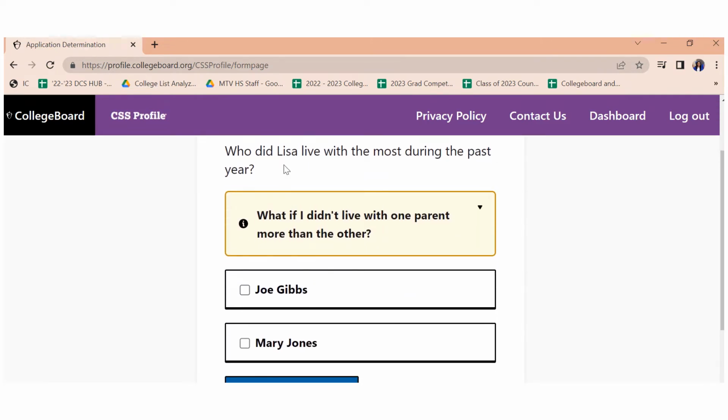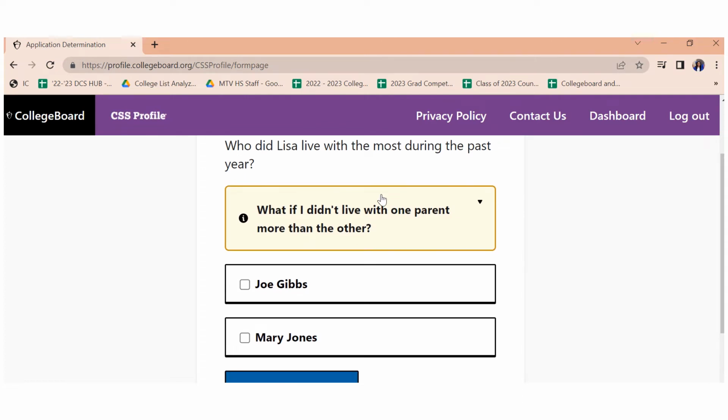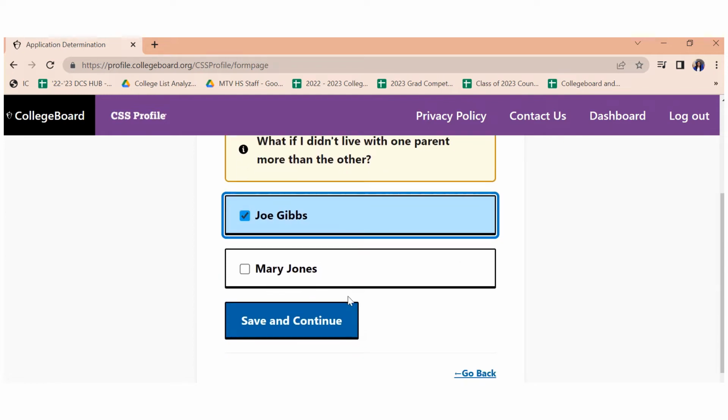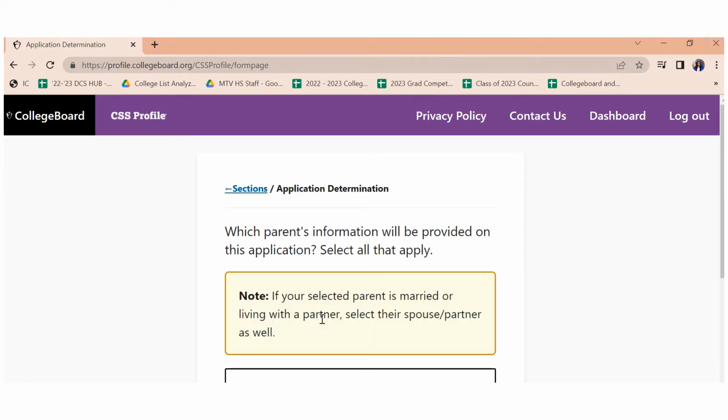Who did the student live with the most during the past year? Again, this should be the custodial parent that you used on FAFSA. So please choose that parent. As I mentioned, we said this was parent 1. So we're going to click on the father in this case and click Save and Continue.